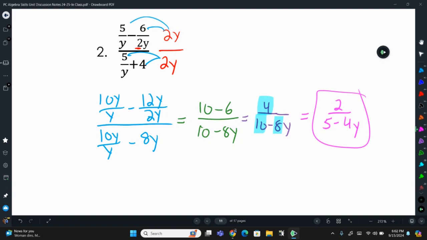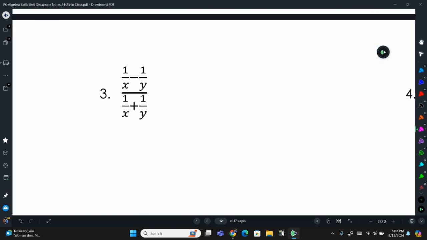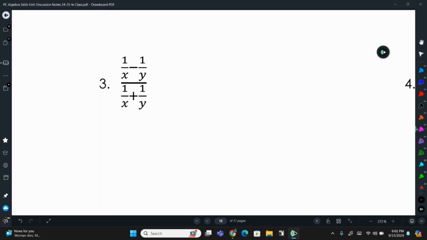So on the next page here, we have 1 over x minus 1 over y over 1 over x plus 1 over y. And again, we have to multiply the same thing to the top and bottom. So if we look at those two fractions, what we can multiply by is xy over xy. So let's go ahead and do that.